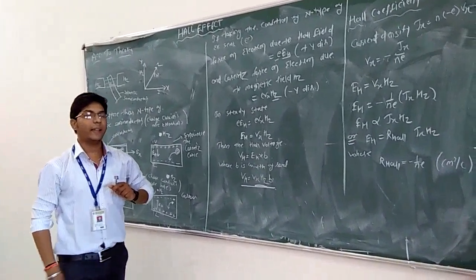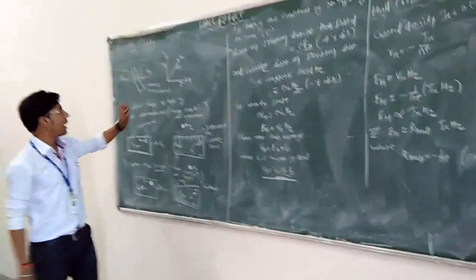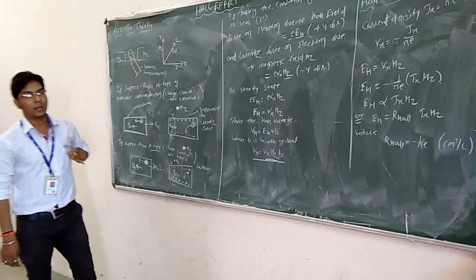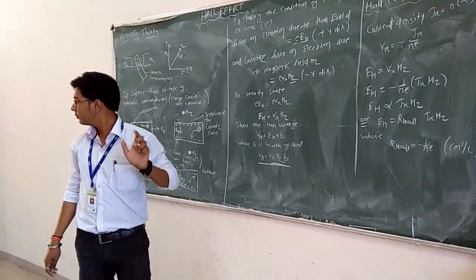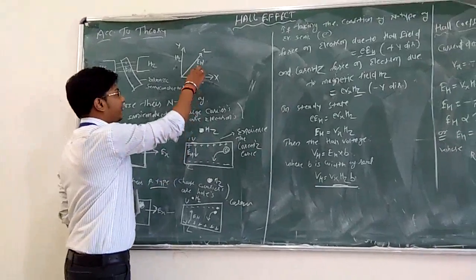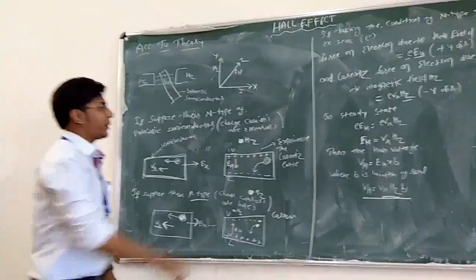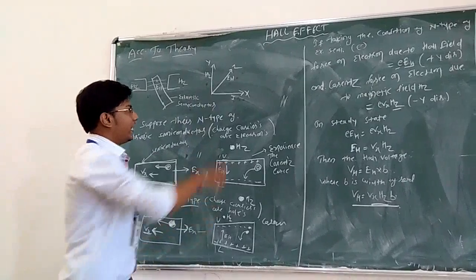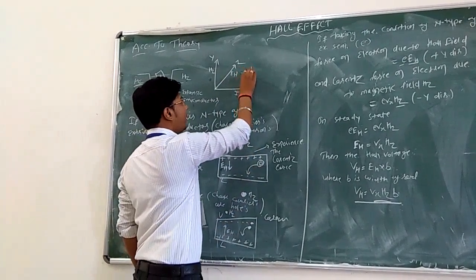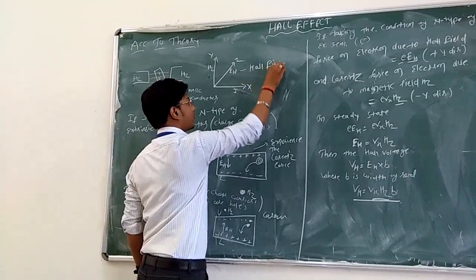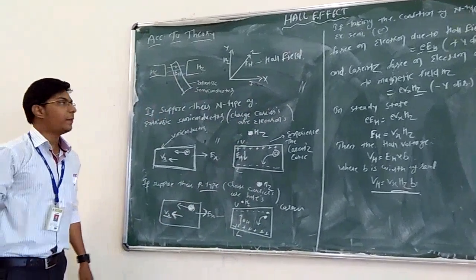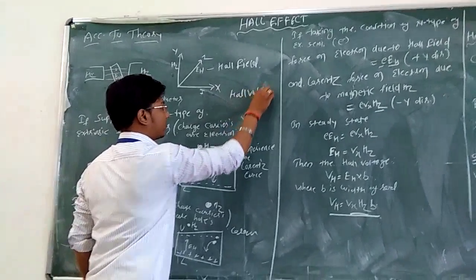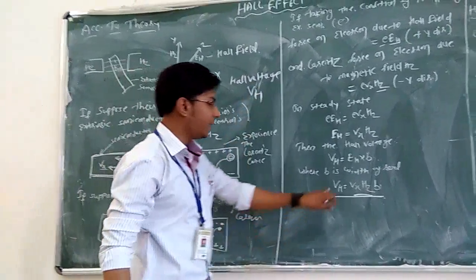According to the Hall effect, when a semiconductor is placed in an external magnetic field, the current is produced in the rod in a direction perpendicular to the direction of the magnetic field, and the electric field is produced in the rod in a direction perpendicular to both the direction of the current and the direction of the magnetic field. The electric field which is produced is known as the Hall field, and the voltage developed across the ends of the rod is known as the Hall voltage, shown by VH. VH is the Hall voltage.